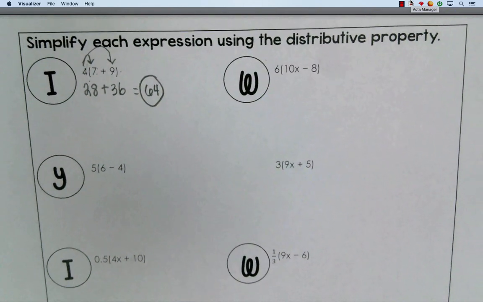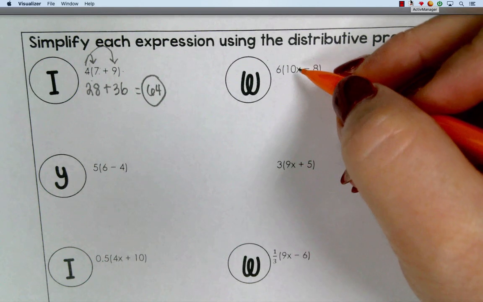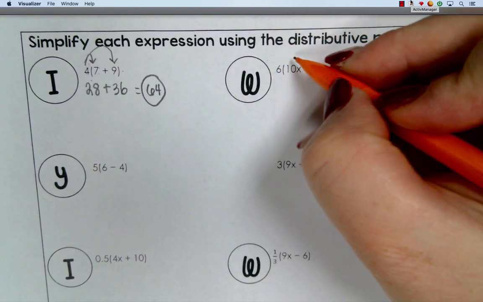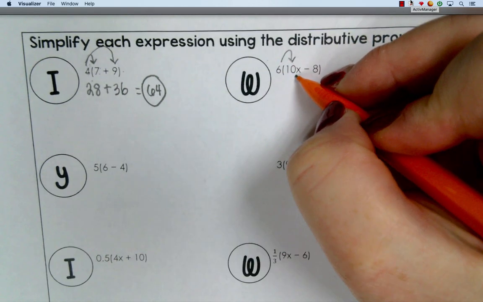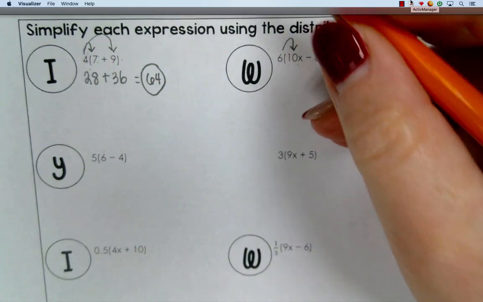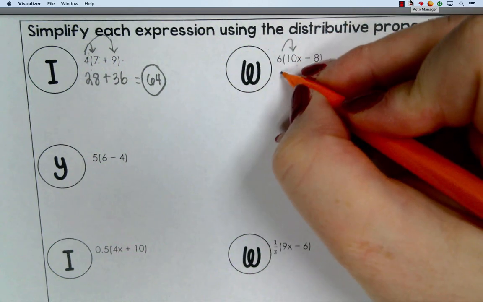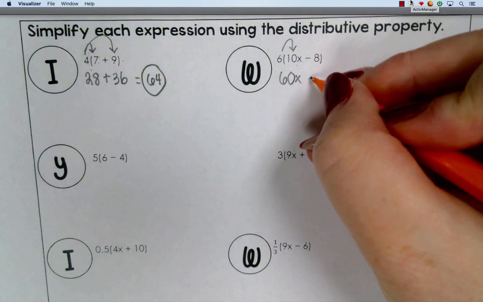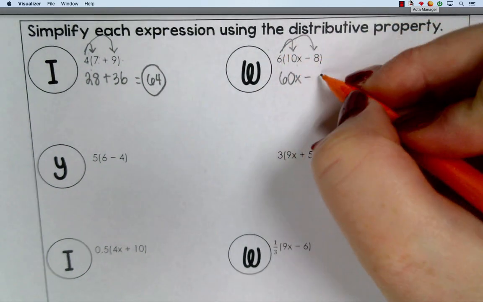Now let's look at another example right here. Now we have a variable. Well, we don't know what x equals. So watch what I do. Still doing the same thing, multiplying my outside number by my first inside term. Okay? So this is 10x. So 6 times 10 is 60. But you continue to bring your x down. Okay? Bring down that operation symbol, subtraction, and then 6 times 8 is 48.